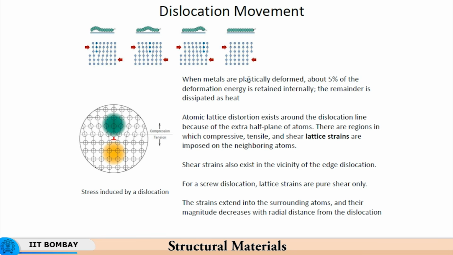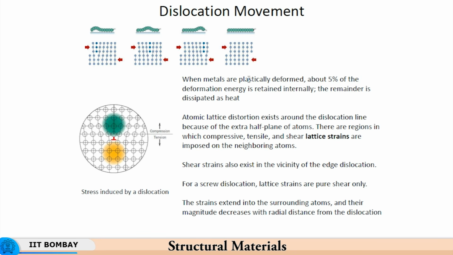So what it means is that you have dislocations already present in the material. We have already said that defect-free material is a hypothetical concept. So in all real life materials, you have dislocations, you have vacancies, and you have grain boundaries. Grain boundaries are two-dimensional defects. One-dimensional defects are the dislocations, and point defects are the vacancies or interstitials. And then when materials are plastically deformed, meaning there is a movement of dislocations, you have a permanent change in shape taking place. And when you have a permanent change in shape, 5% of the deformation energy is retained.